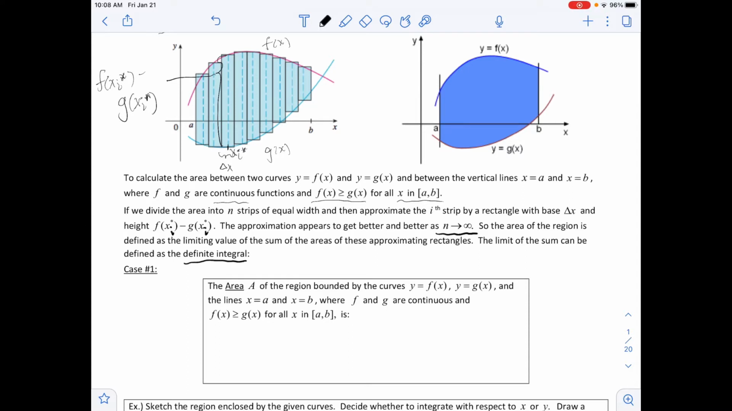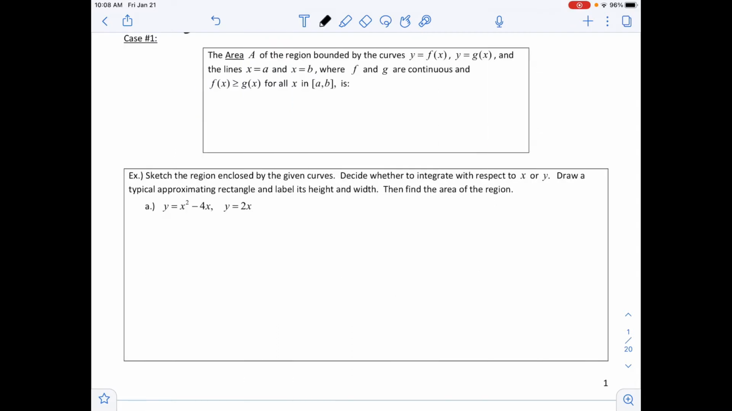There are three cases that we're going to be looking at in regards to finding the area between two curves. The first case says the area A of the region bounded by the curves y equals f of x and y equals g of x, and the lines x equals a and x equals b, where f and g are continuous and f is greater than or equal to g for all x in the closed interval a to b, is going to be defined.